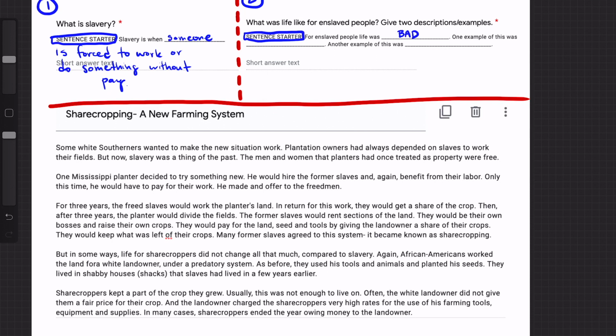One example of this was maybe getting beaten, often for no reason. Another example of this was, let's see, what's another example? Slaves didn't have the freedom to make their own choices.